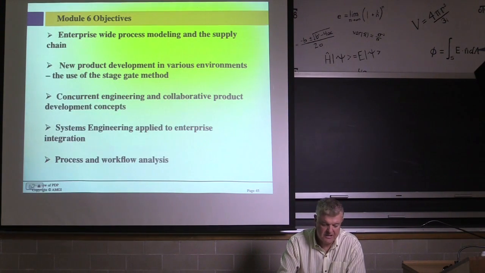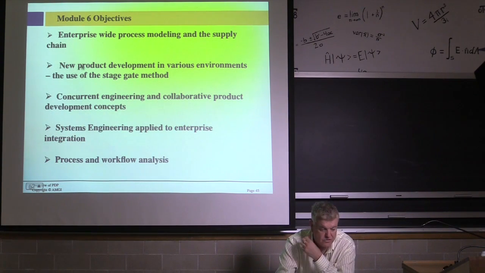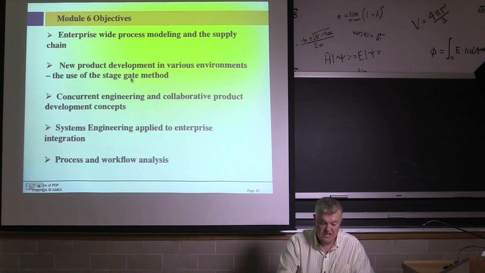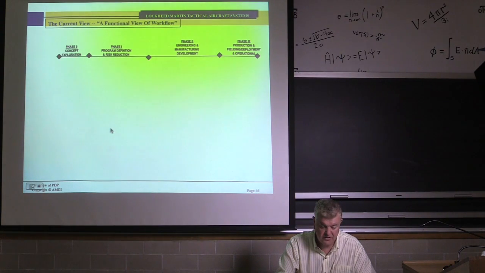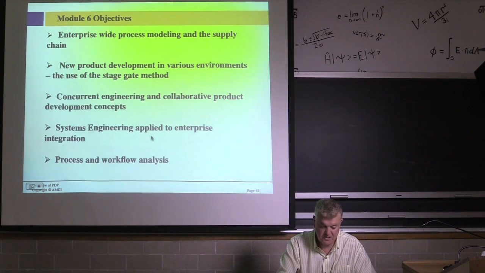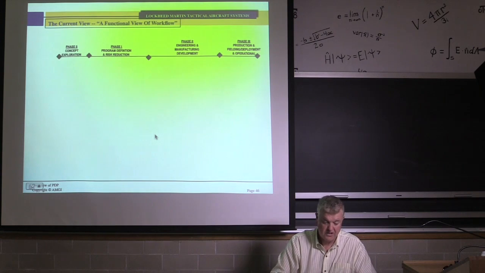So this is Lockheed Martin enterprise modeling. Enterprise-wide modeling and supply chain. The objectives are to develop a new product in various environments, use the stage gate or the phase milestone to apply concurrent engineering concepts. I talk about those in lean product development in the next module. And then to apply the systems engineering approach. Let's go back. Systems engineering approach applied to enterprise.